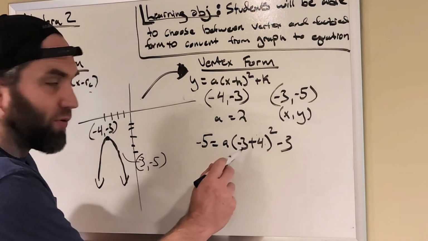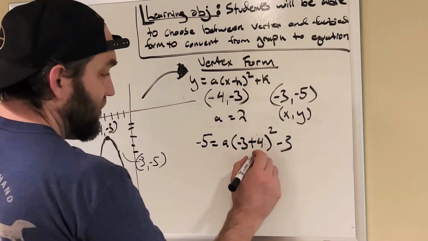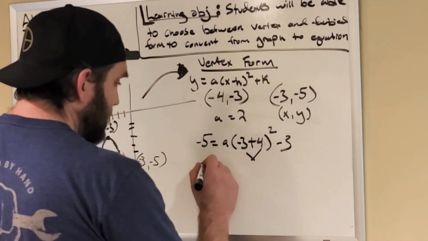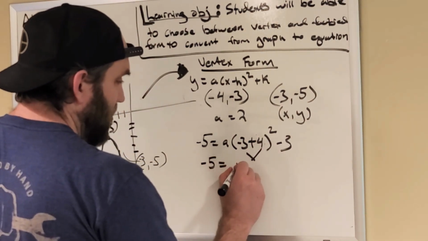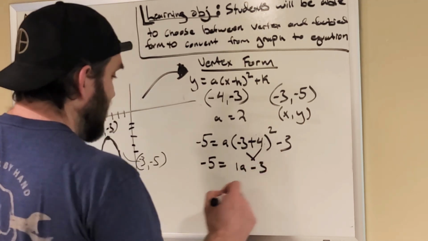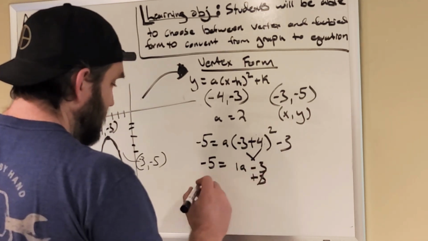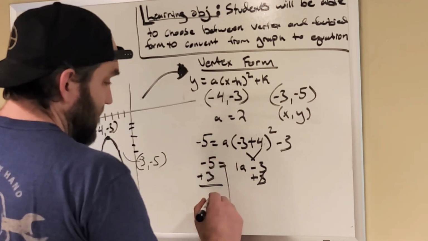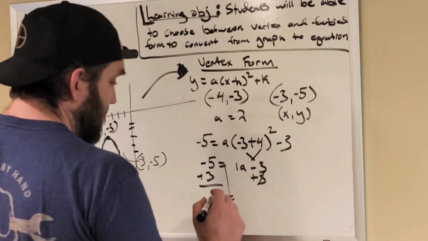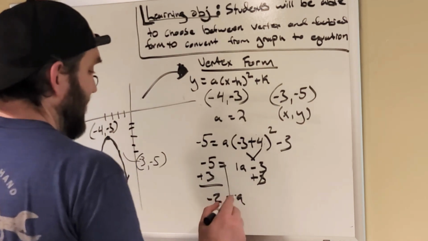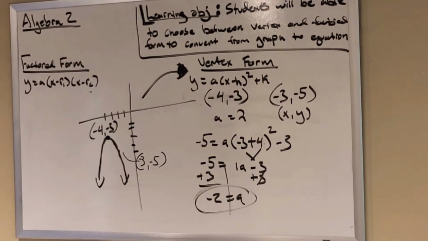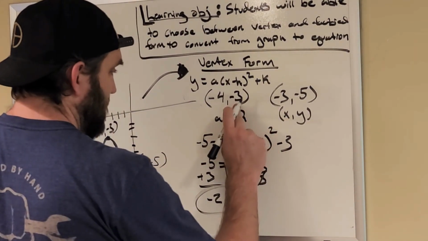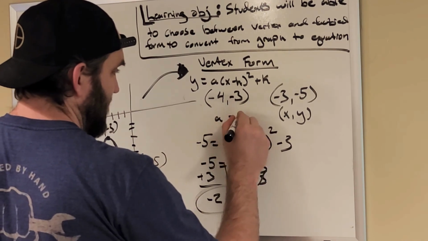Now, let's solve for a. First thing I want to do, what's in the parentheses. Negative 3 plus 4 is a positive 1, squared is 1. So we got negative 5 equals 1a minus 3. I'm going to add 3, add 3. I'm ending up with negative 2 is equal to a. All right? So negative 2 is equal to a.